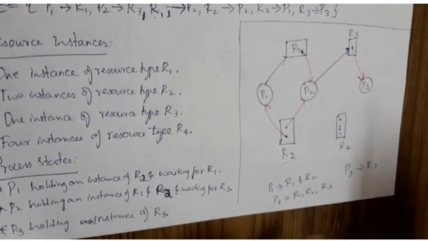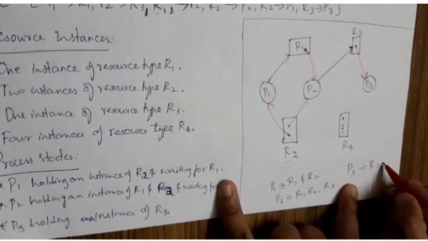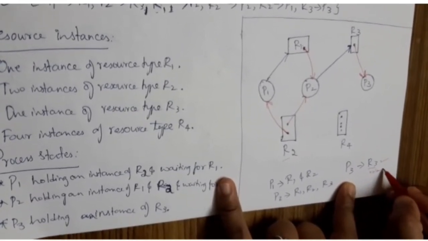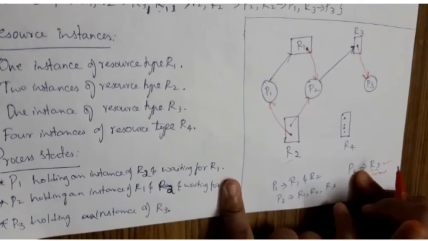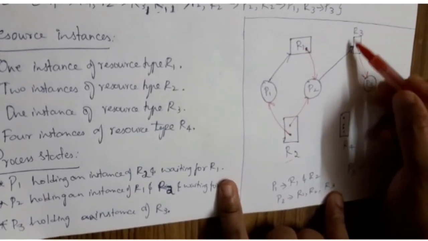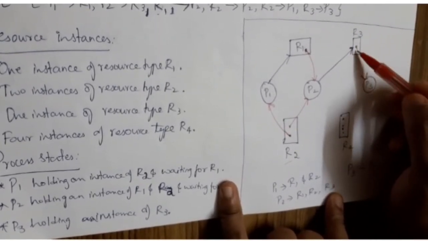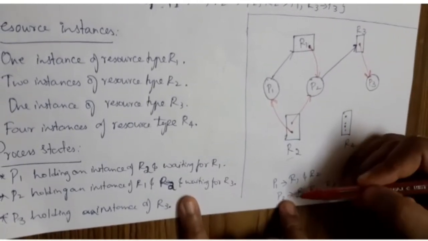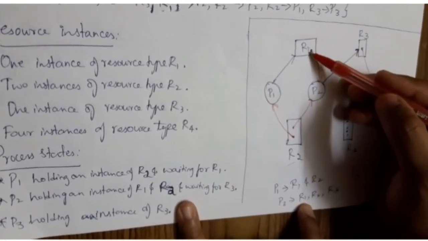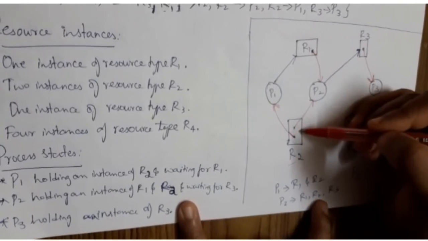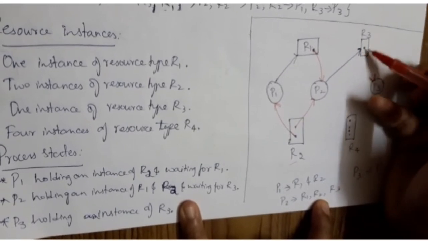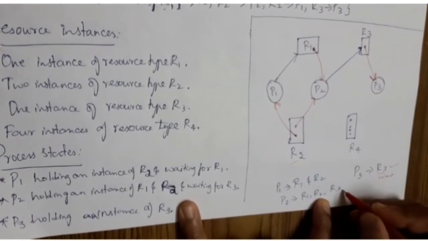Now what happens? Once process P3 completes its execution, it is going to release resource R3, and once R3 is released, it is given to process P2. Since process P2 already has R1 and R2, it will acquire R3 and complete its execution.